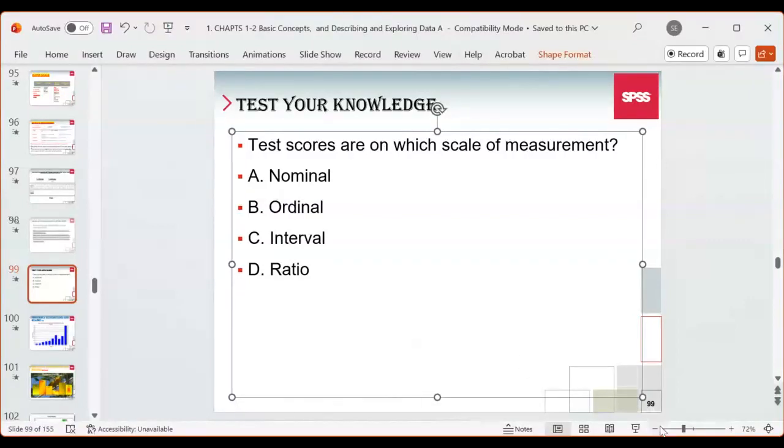The answer for this one, anybody? Most people think it's ratio, but it's not. It's interval. Because if somebody gets zero on a test, it doesn't mean that they know nothing, absolutely zero knowledge. It's just because they don't know the answer for that question, those questions. Interval.